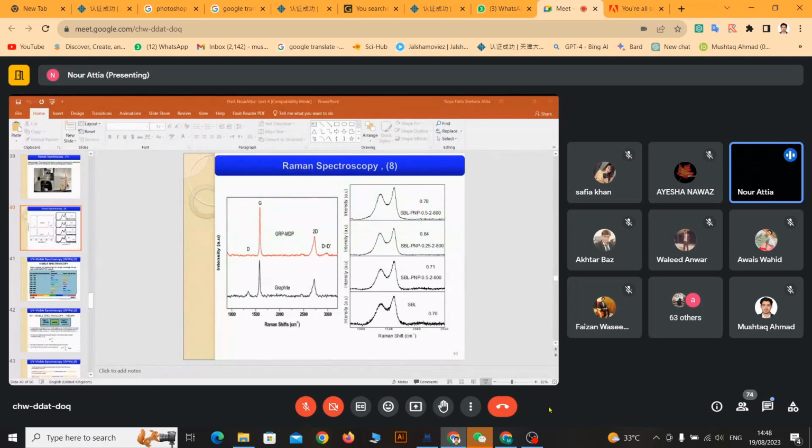For example, when you have a D band to G band value of 0.76, this means it's not good. But when this value decreases, this means you have a good sample. You have a better sample, and your activation doesn't harm the materials much.